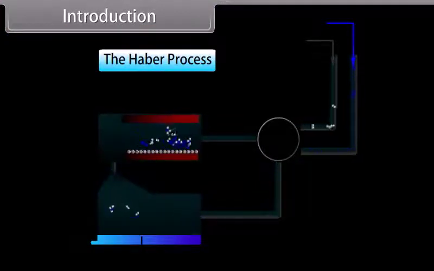The Haber's process combines nitrogen with hydrogen into ammonia. Nitrogen is an important element in the P block of the periodic table. So students, today we'll study about the P block elements.